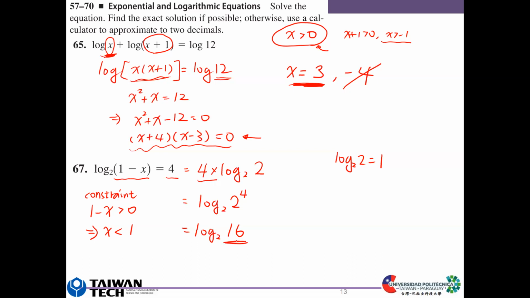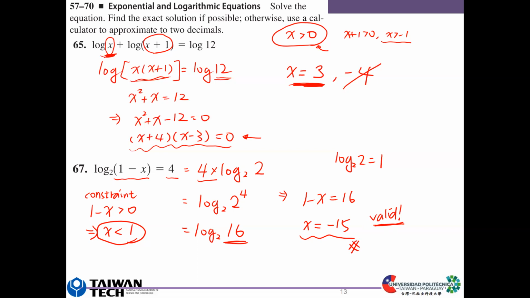Okay, so you have this. Both sides of the equation are log functions with the base 2. So you have 1 minus x equals 16, and x equals minus 15. Let's double check if it satisfies the constraint. The constraint is x is smaller than 1. So it is valid. So this is the answer.